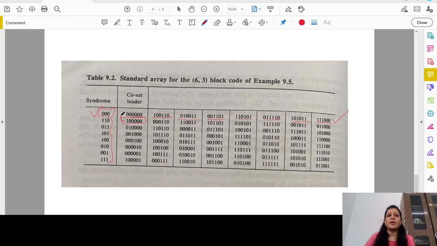Now if I add this error pattern to C1, I will get the error pattern itself, that is C1 plus E1. If I add this error pattern to C2, I will obtain C2 plus E2, which is nothing but this code word. Similarly, add this error pattern to C3, you are going to obtain this one. Similarly, add it to C4, you are going to obtain this pattern. So similarly, try to complete the standard array.